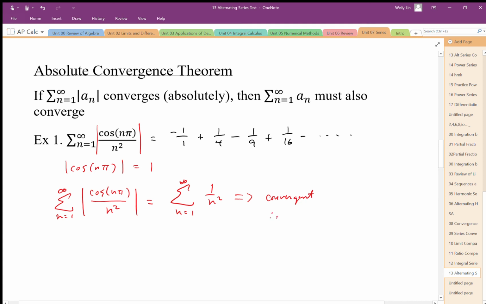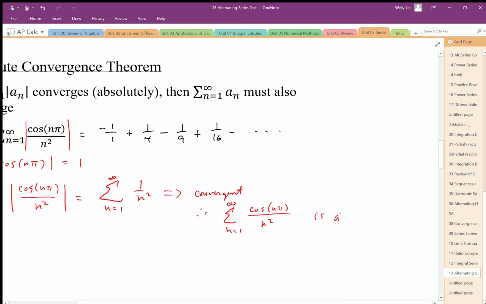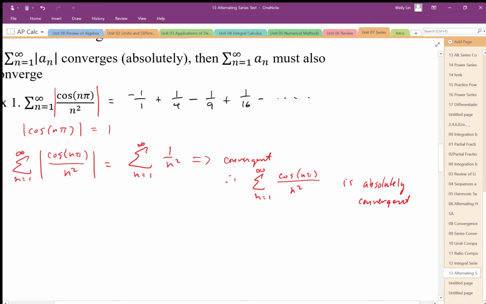Therefore, this series here, which I'll just write out, we know that this is absolutely convergent. Now, the reality is, does it really matter that it's absolutely convergent or convergent? Not really, because again, we're just interested in convergence. But this is something that we can state: if it converges with absolute values around it, then it's going to converge without the absolute values around it.